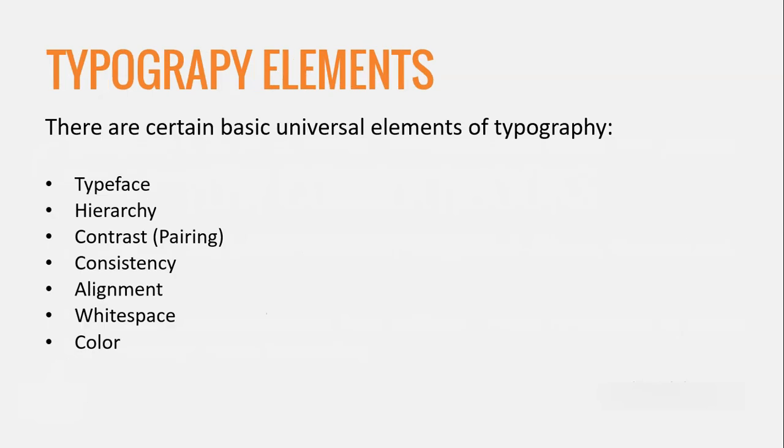So what is the first one? This is the overview of the basic elements of typography. The first one is typeface, then hierarchy, then contrast, which also means pairing, then consistency, then alignment, white space, and color. So let's get started with our first one.